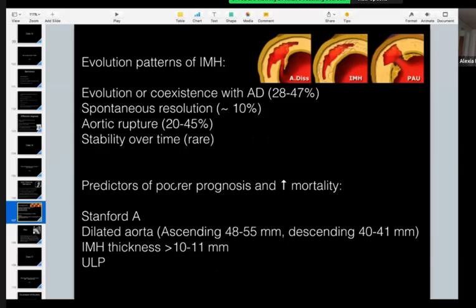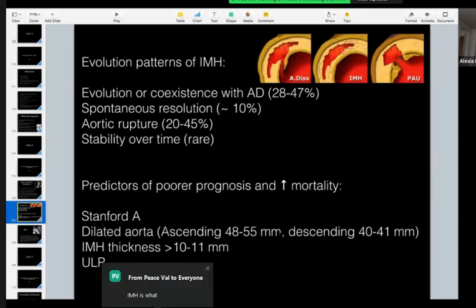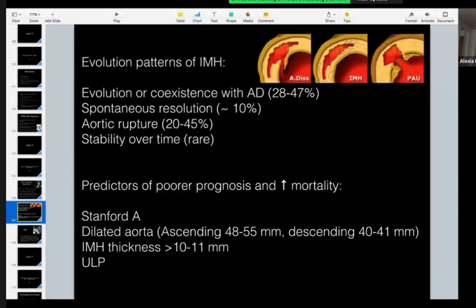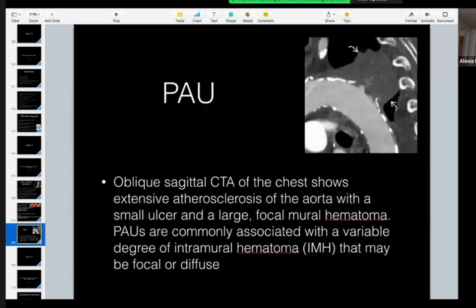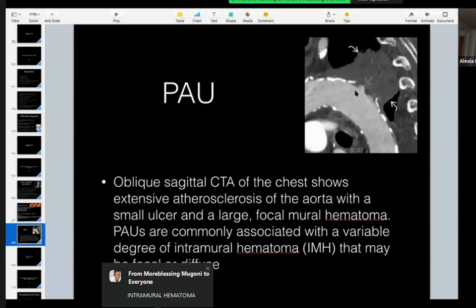But the predictors of a poorer prognosis and of increased mortality are if it's a Stanford A, so if it's involving the ascending aorta, if the aorta is very dilated, so over 4 centimeters for the descending and roughly over 5 centimeters for the ascending aorta. An intramural hematoma thickness of more than 10 millimeters is a poor prognostic factor. And if you see ulcer-like projections suggestive of interruptions of the wall, those are very likely to eventually cause a dissection flap. This is what penetrating atherosclerotic ulcer looks like.